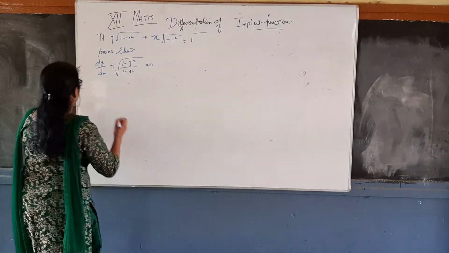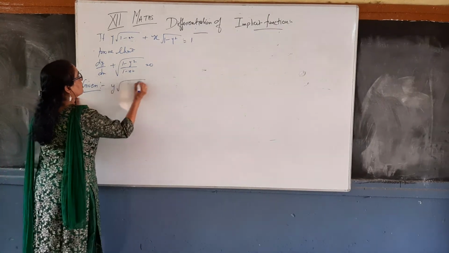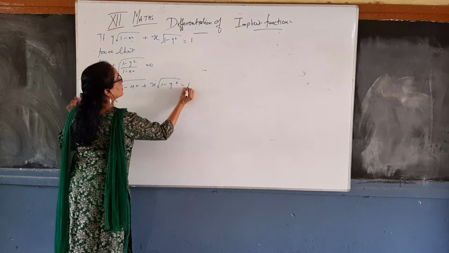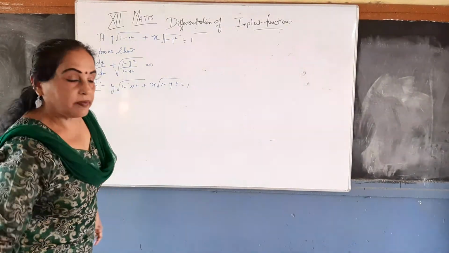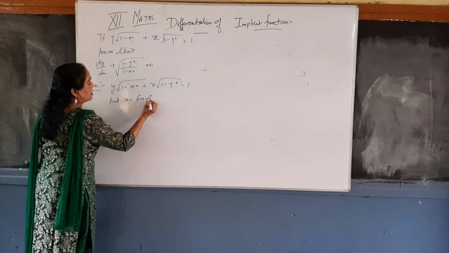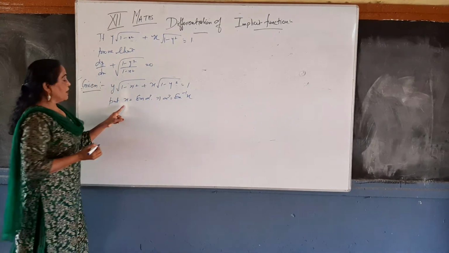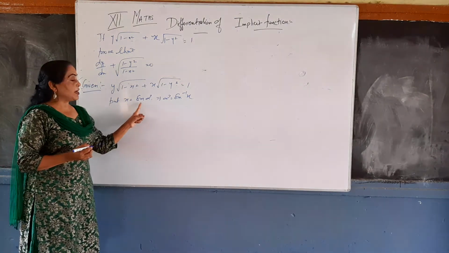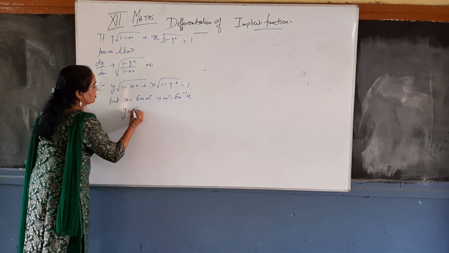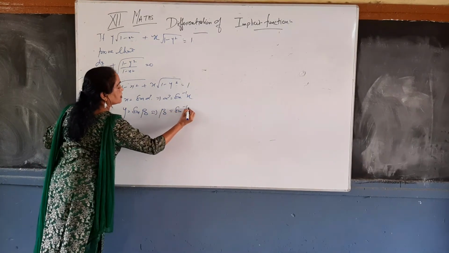Now see what is given. Given here is y under root 1 minus x square plus x into under root 1 minus y square equal to 1. What we will do is put x equal to sine alpha, which means alpha equal to sine inverse x. We are replacing x by sine alpha, or alpha equal to sine inverse x. Similarly, y equal to sine beta, which means beta equal to sine inverse y.